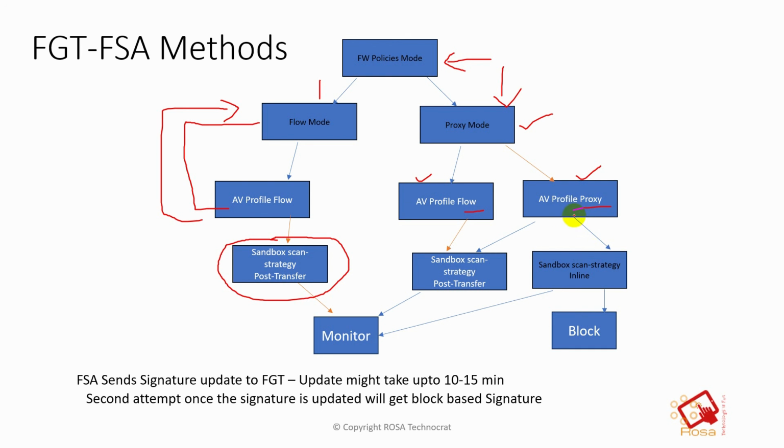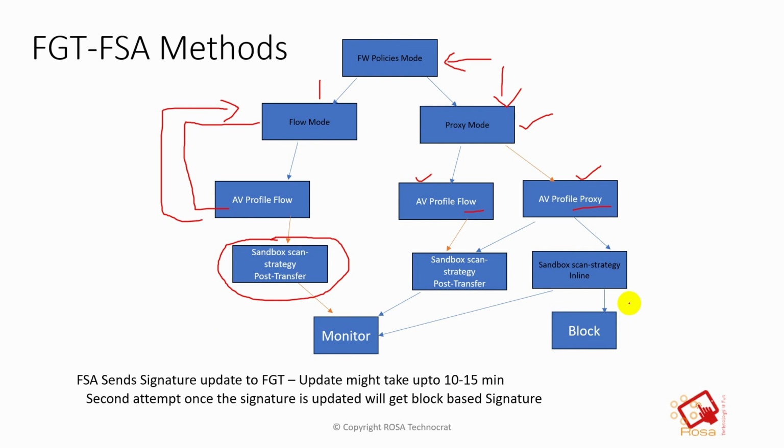So if you are setting the AV profile in proxy mode, then you can do a post transfer method for sandbox or an inline. Okay. What is post transfer? So for sandbox, we have got two kinds of strategy or two ways to send a malicious file to FortiSandbox. One is post transfer and the second is inline mode. Okay. So two strategies. Remember post transfer and inline mode.